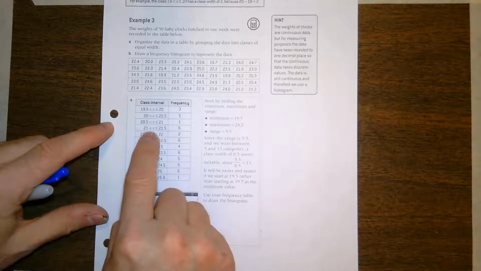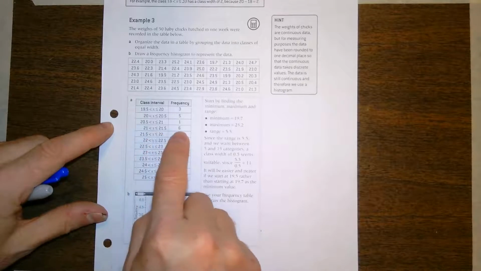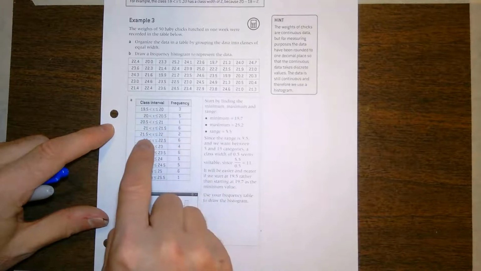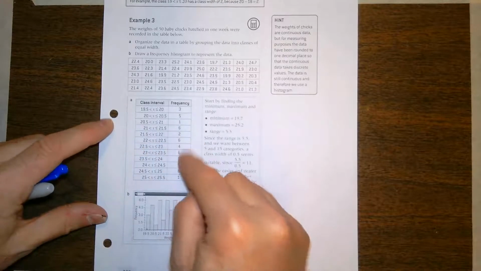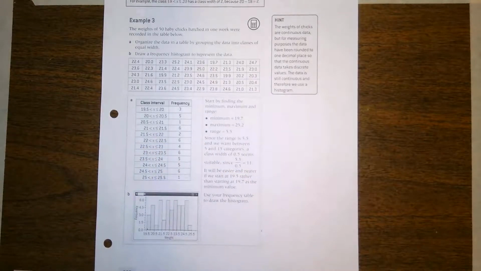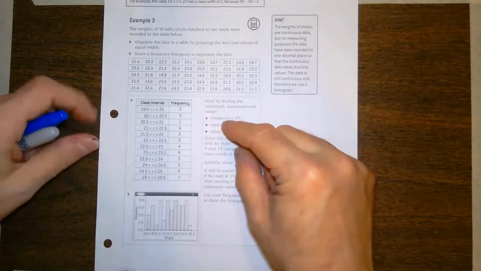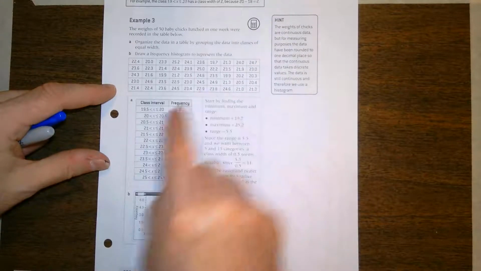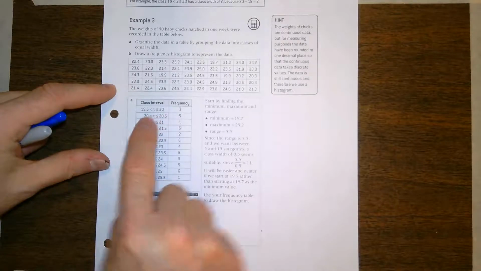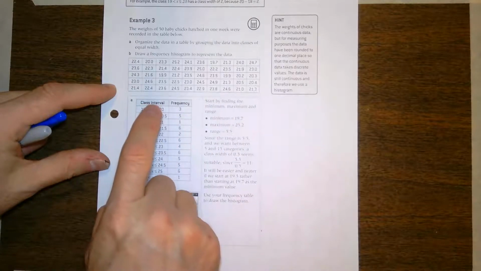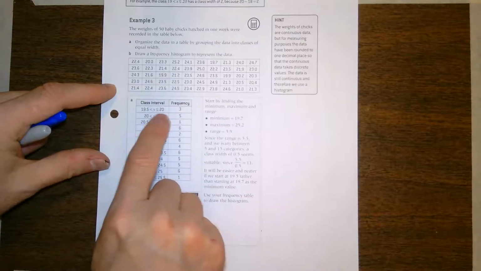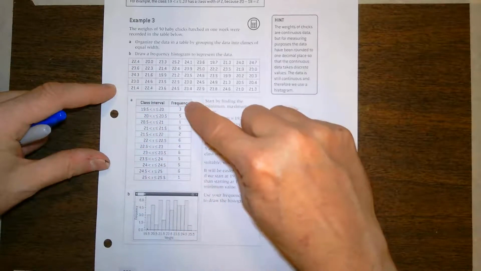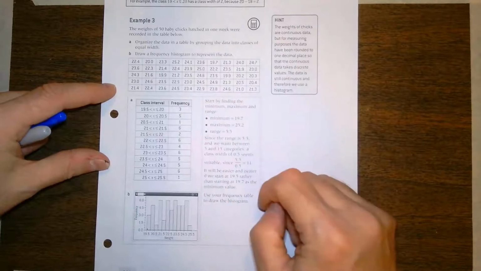Greater than 21, but less than or equal to 21.5, there were 6 chicks there. Greater than 21.5, less than or equal to 22, 2 chicks, and so on. You can see the frequency there. So this is a frequency table, and just like the name implies, I've got my different classes. Notice this is continuous data here. It doesn't just say A, B, C, D. It's not categorical data, it's continuous data. And how many times did that occur?